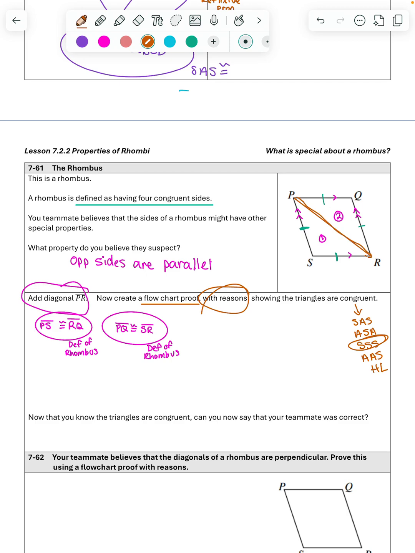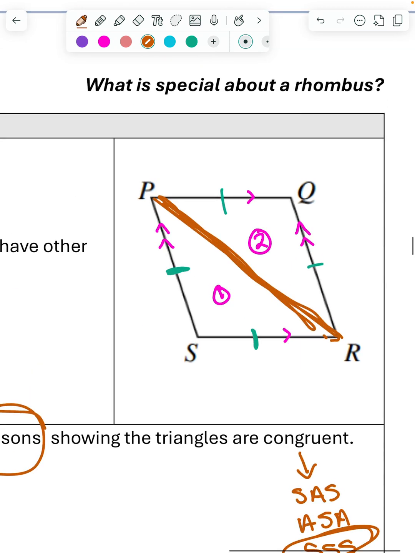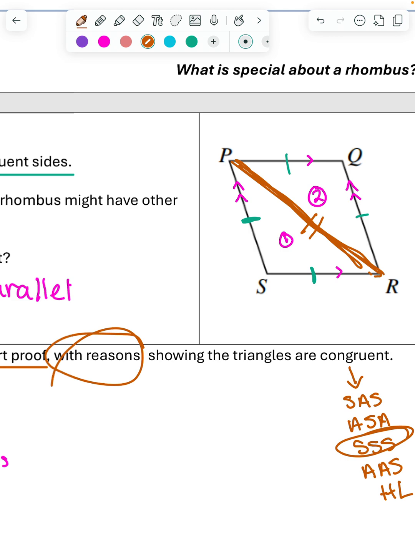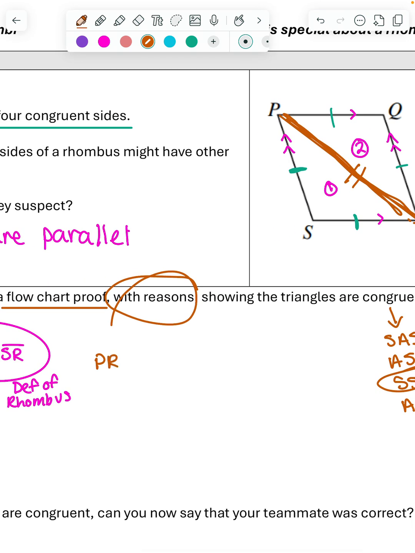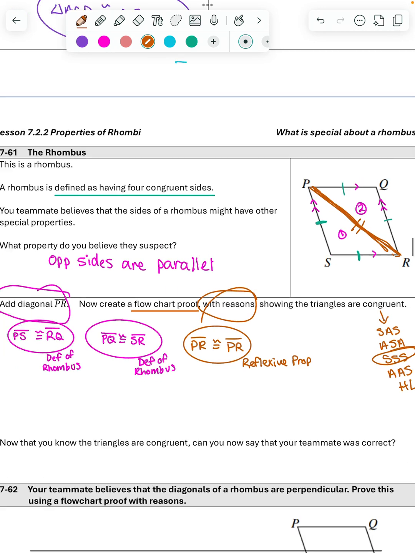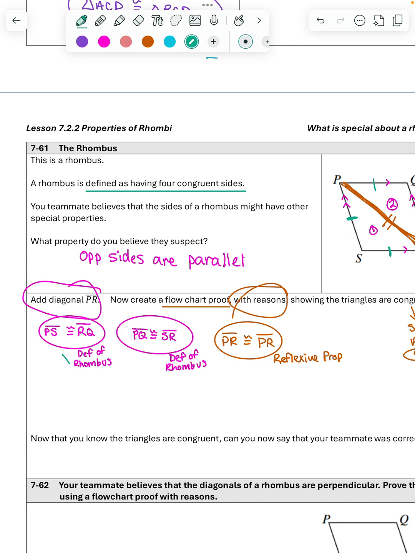Finally, though, our third side that we're talking about is this shared side, which again we call reflexive property. So we can say side PR is congruent to side PR. And that one is not because of the definition of a rhombus. That we used the reflexive property for. And with all this, that gives me side, side, side congruency.